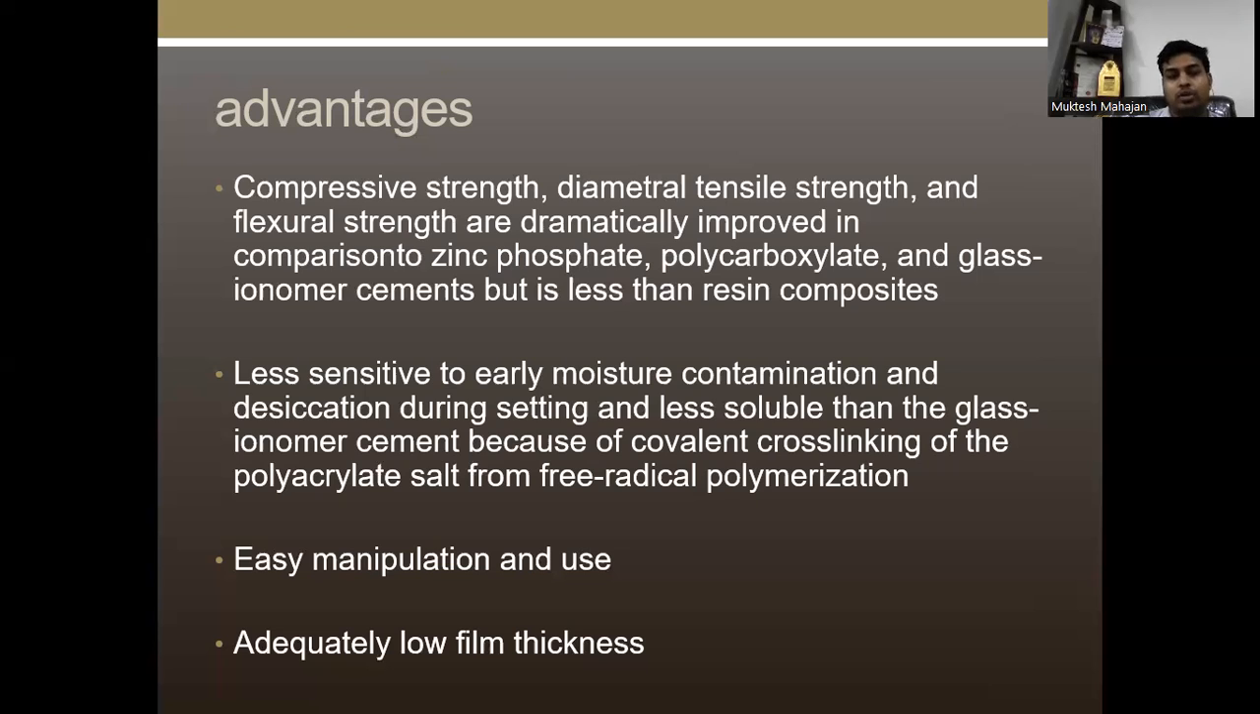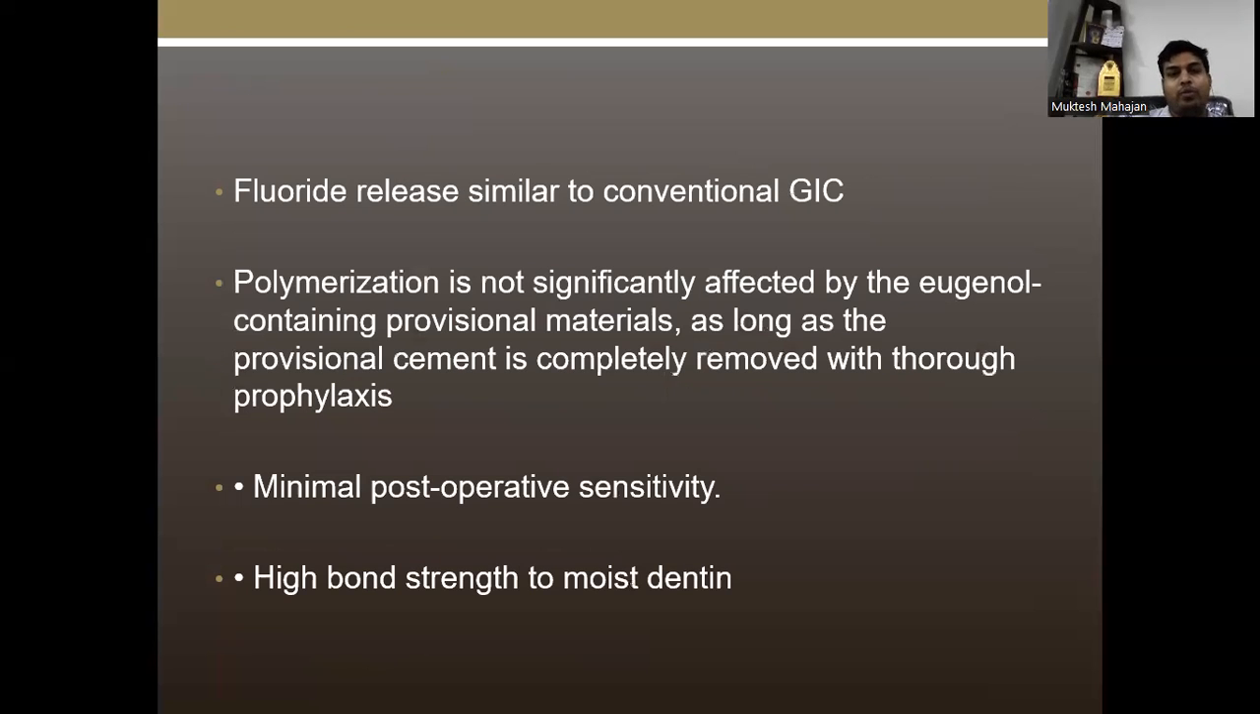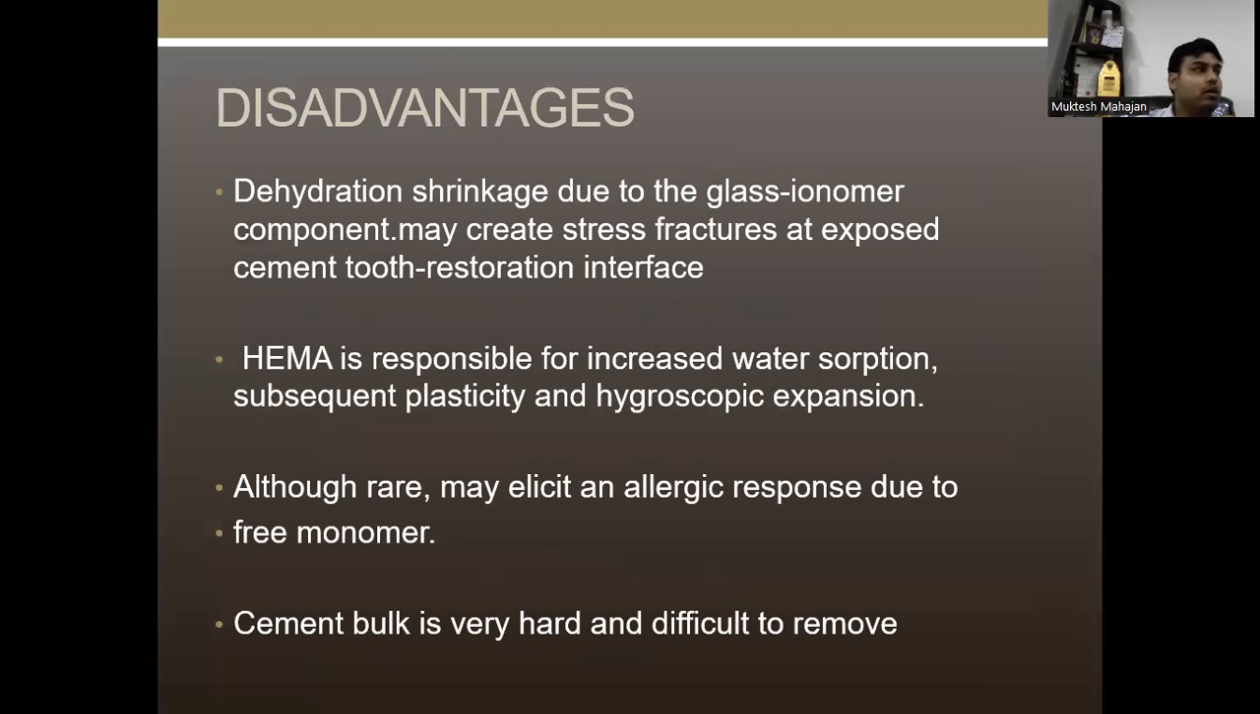Easy manipulation and use. Adequately low film thickness. The fluoride release is similar to the conventional GIC. Polymerization is not significantly affected by the usual eugenol-containing provisional material, as long as the provisional cement is completely removed with pumice prophylaxis. Minimal post-operative sensitivity, high bond strength to most dentin.